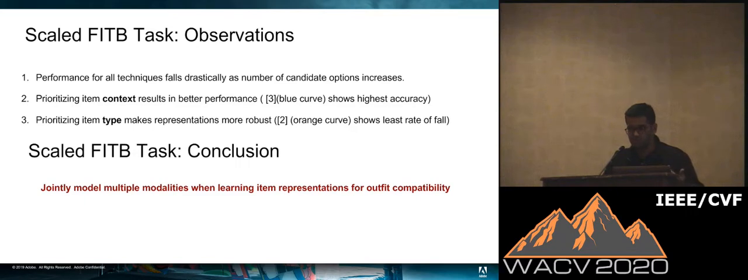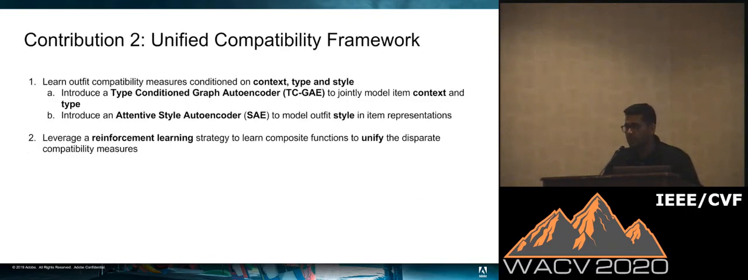So we conclude that a compatibility measure that jointly models multiple measures of item relationship can be helpful. In this work, we introduce a unified compatibility measure that models multiple modalities of item relationship: context, type, and style. We then leverage ideas from policy gradients and reinforcement learning to learn composite functions that can unify these disparate compatibility measures.